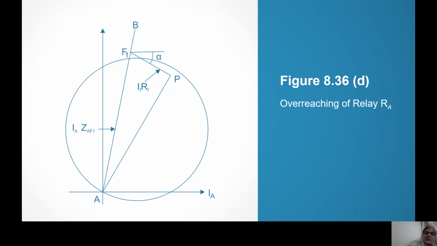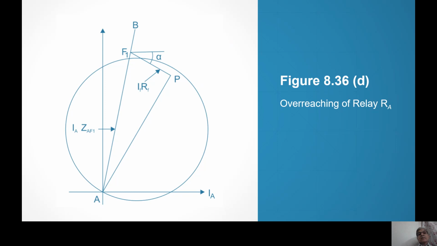Point P is within the characteristic, so the relay should not have operated and it operates. That means the impedance measured should have been AF. Instead it is AP. That is, the impedance measured is less than what it is. It means overreaching. At point A, that is, relay RA overreaches. It should not have operated and it operates. It should have operated in the third zone and it operates in the second zone. Something like that. You get my point.